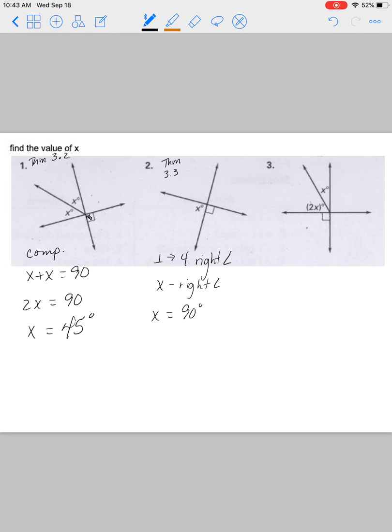And problem 3 is once again theorem 3.2. So when we have adjacent acute angles that have perpendicular sides, they are complementary. So the 2x for the first acute angle plus x for the second acute angle equals 90 degrees. 3x equals 90, so x is going to be 30.